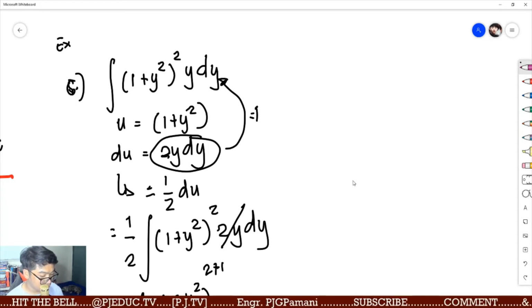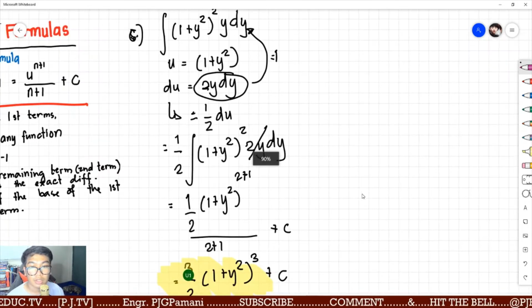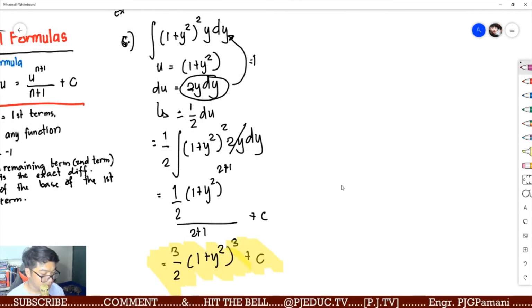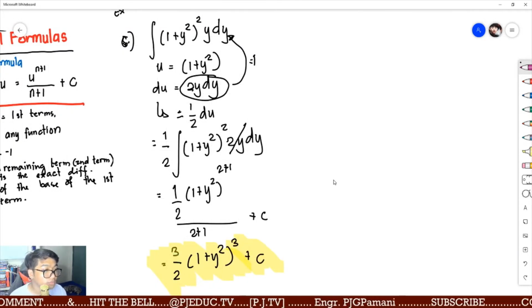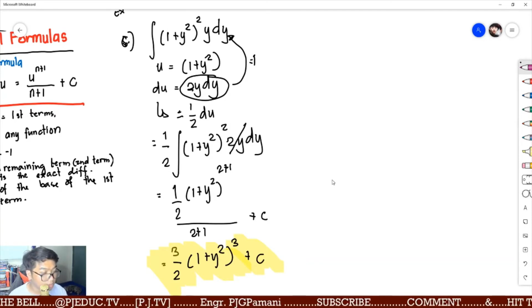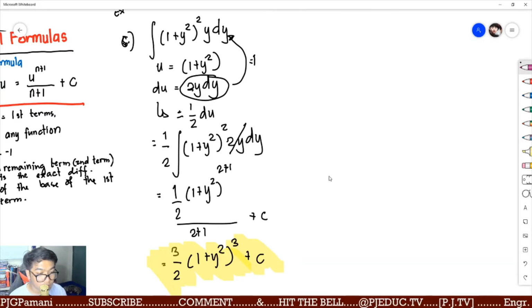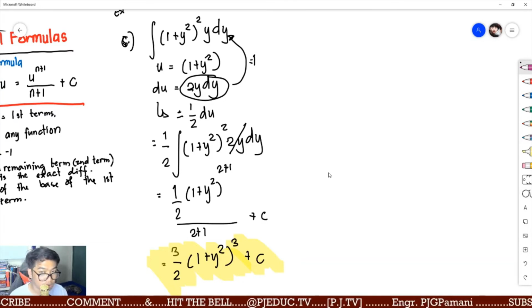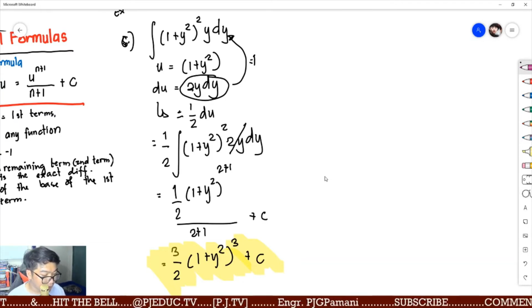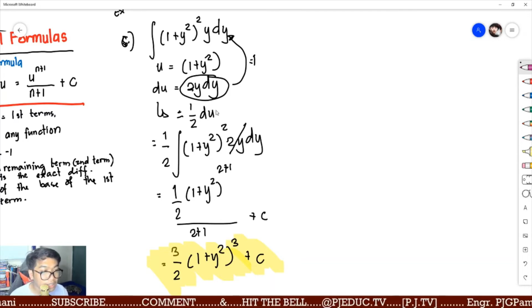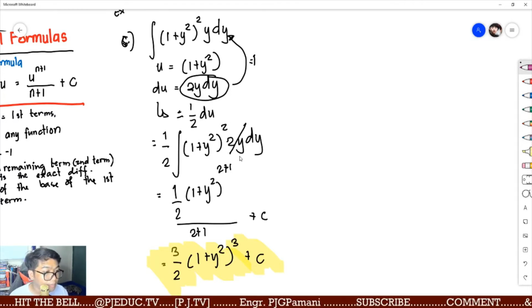Sir, di po makita. Ay, sorry. Ayan. That is now 3/2 of 1 plus y squared plus c. Ganun lang. Ganun din when it comes to logarithmic, when it comes to exponential, and when it comes to ang tawag na dito, trigonometric functions. You just have to extract something within your integrand that is common with your differentiated integrand to provide the necessary correcting factor para ma-cancel out yung isang term.